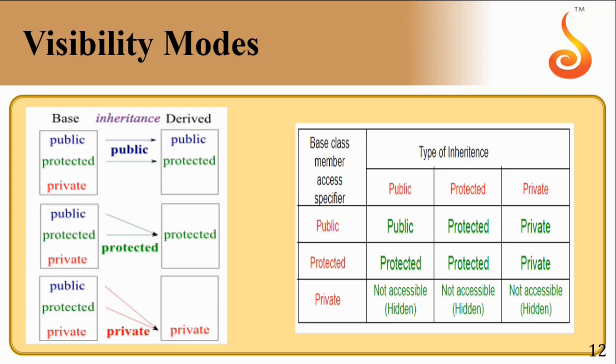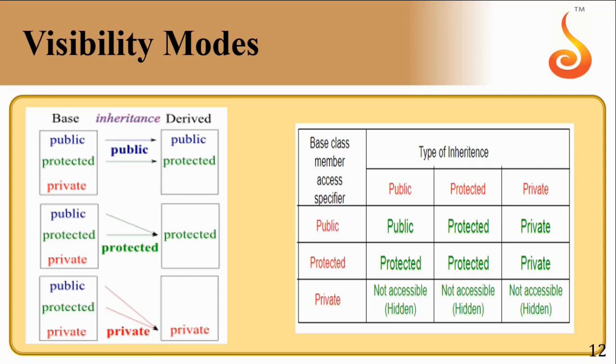And next is when the visibility mode is private. When I don't specify any visibility mode, the default visibility mode is private. When I say private, private data never gets inherited. Whatever the visibility mode may be, private data never gets inherited. The public data goes to the private section of the derived class and protected data goes to the private section of the derived class. So next, it does not get inherited and it cannot be accessed outside the class. Like when the visibility mode is private, the public and protected data goes to the private section of the derived class and private data never gets inherited.